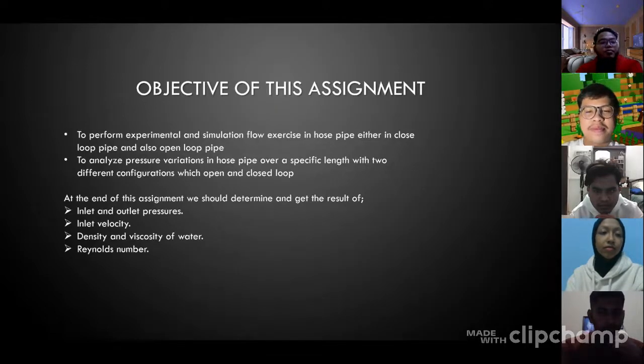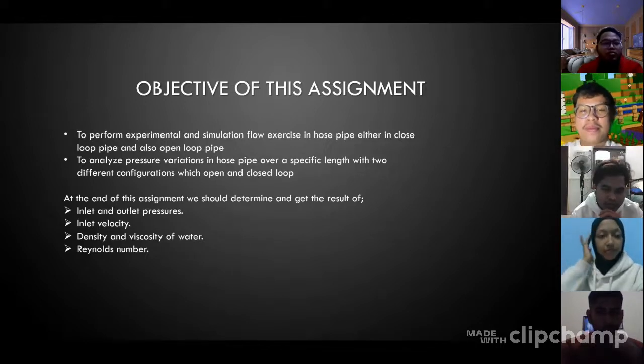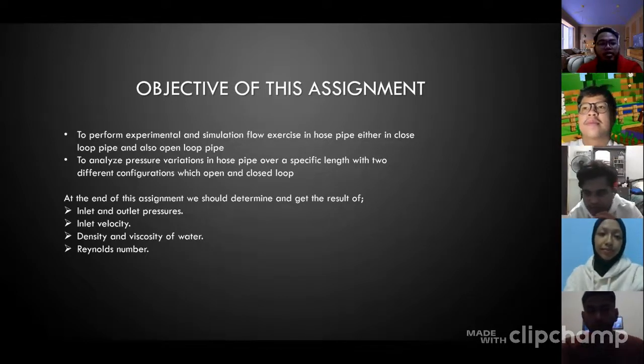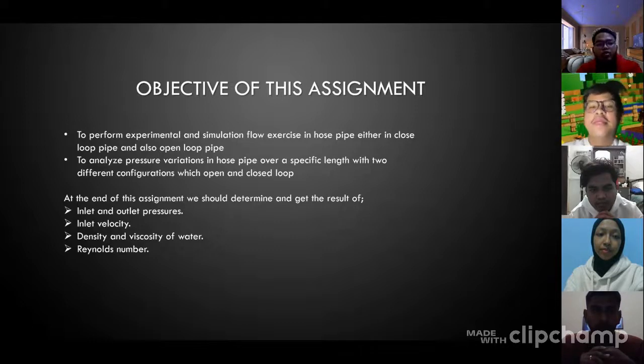Okay, so the objective of the assignment is to perform the experimental and simulation flow exercise in the hose pipe, in both closed loop pipe and open loop pipe. It is also to analyze the pressure variations in hose pipe of a specific length with two different configurations, which are open and closed loops. And then at the end of the assignment, we should determine the inlet and outlet pressures, inlet velocities, density and viscosity of water, and also the Reynolds numbers.